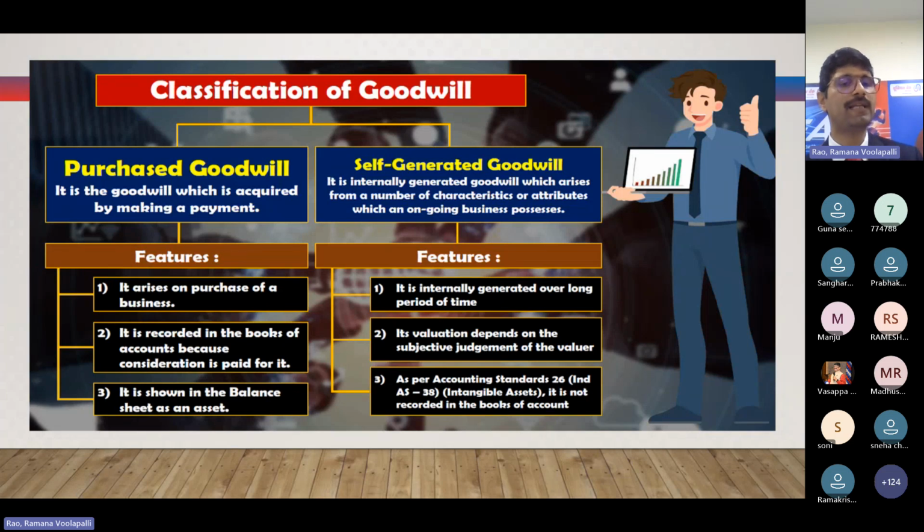It is shown in the balance sheet on the asset side. It is shown in the balance sheet as an asset, goodwill. On the other hand, self-generated goodwill, of course, is also appearing on the asset side only.